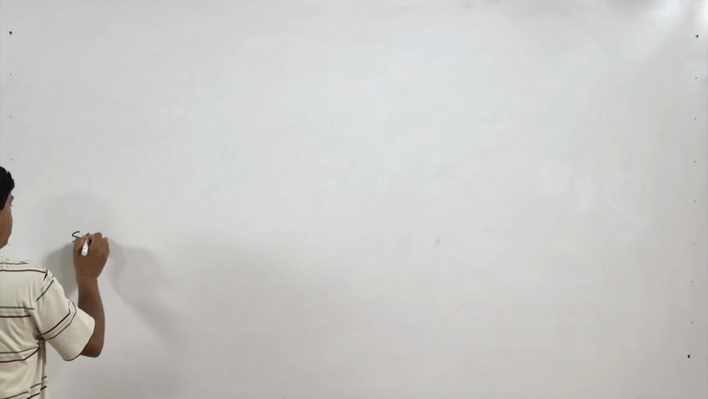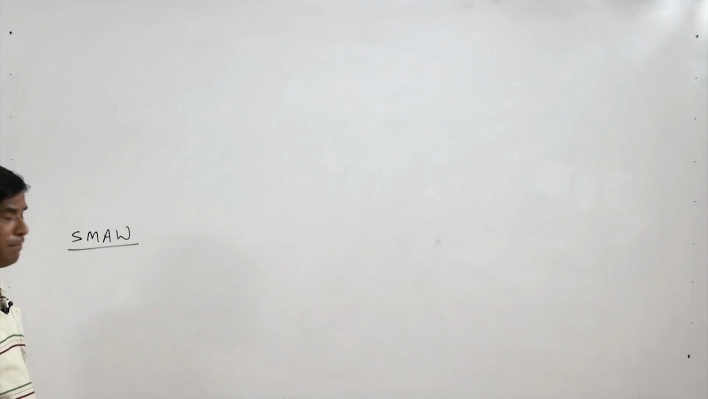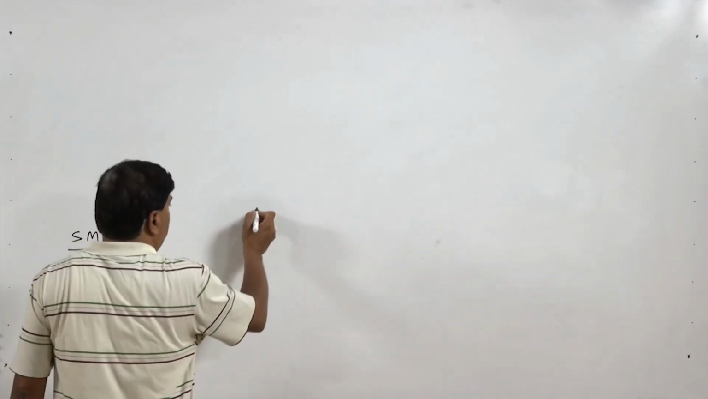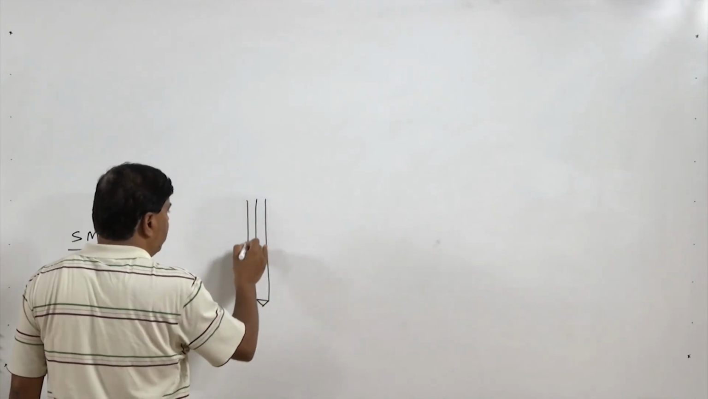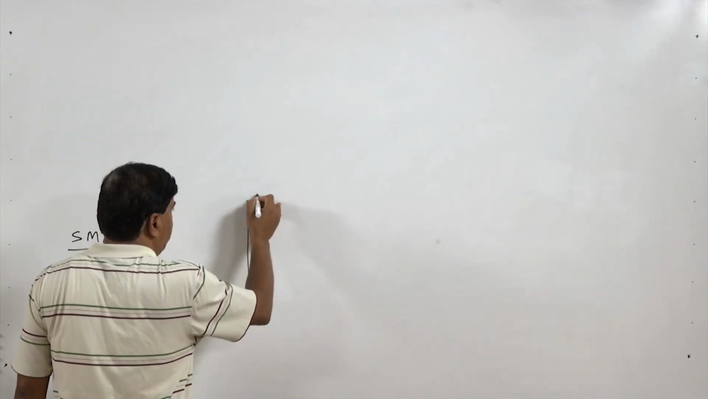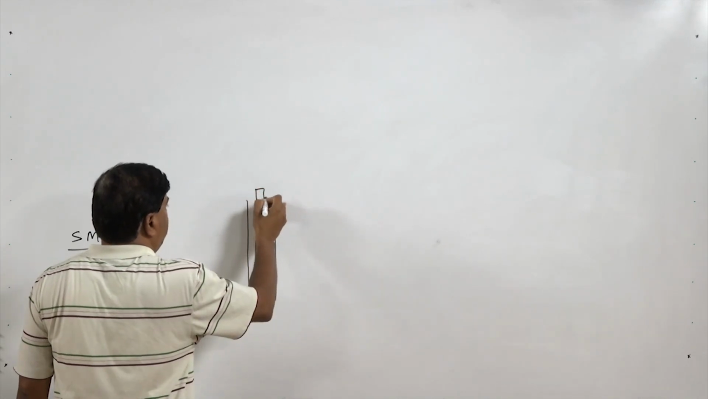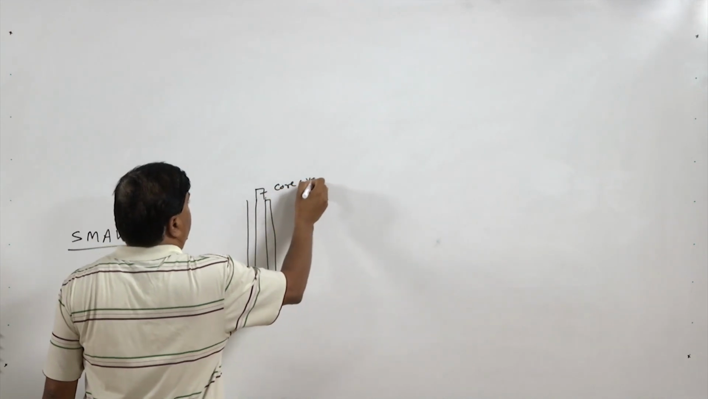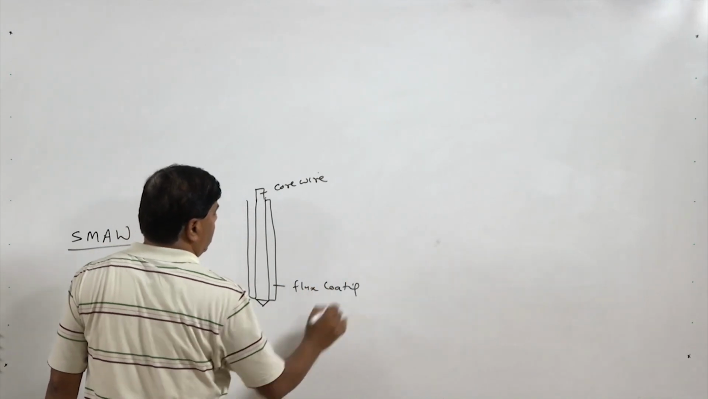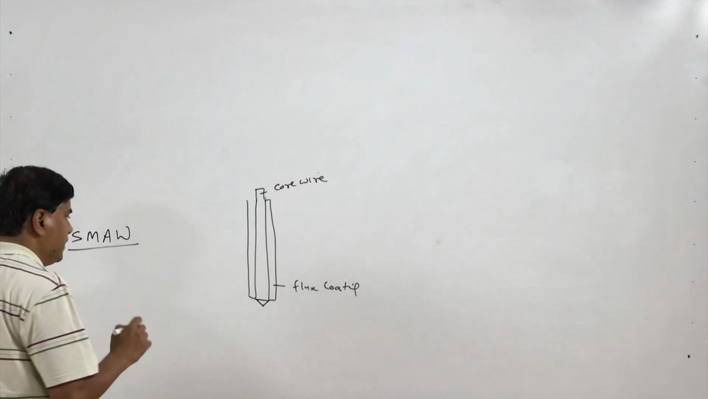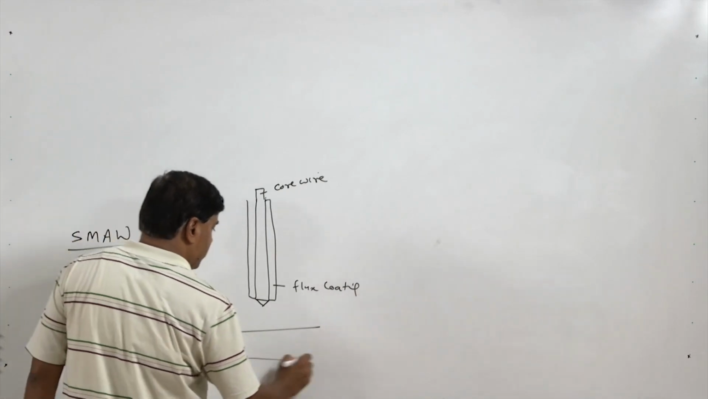Now, we will see the things related to the shielded metal arc welding process, commonly abbreviated as SMAW. In the case of SMAW, what do we use? We use one electrode which is normally coated with flux. This plays a very big role in the shielded metal arc welding process. Here we have the core wire of the electrode and this is the flux coating on the electrode. The flux coating plays a very important role for the success of the process.